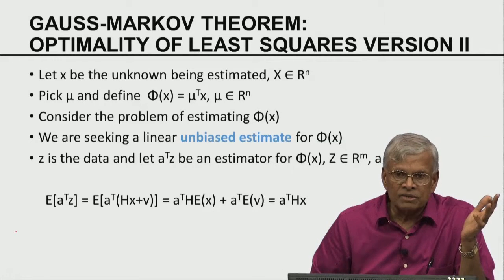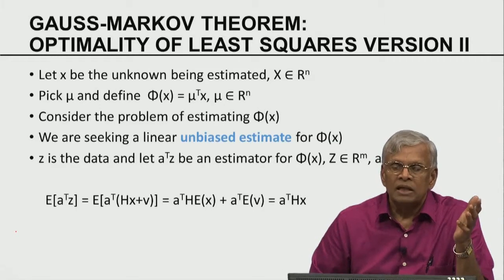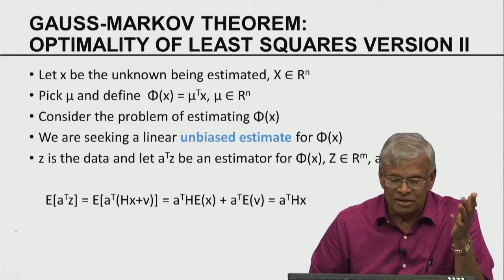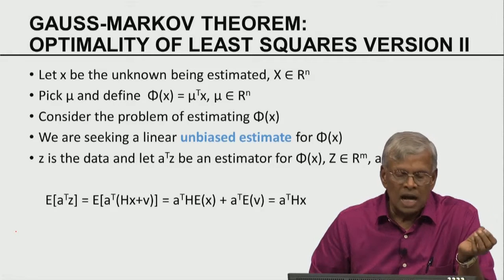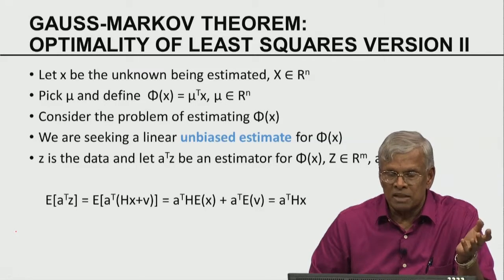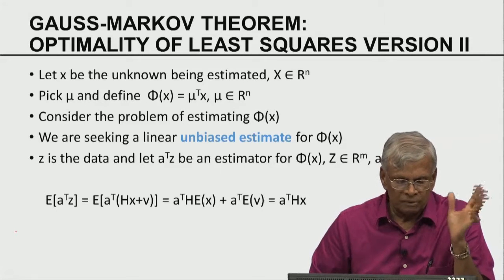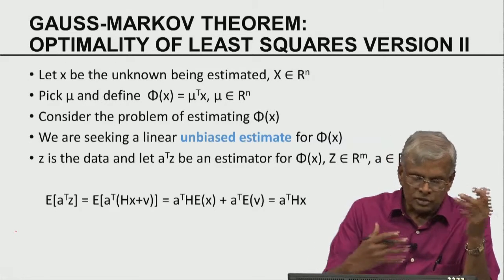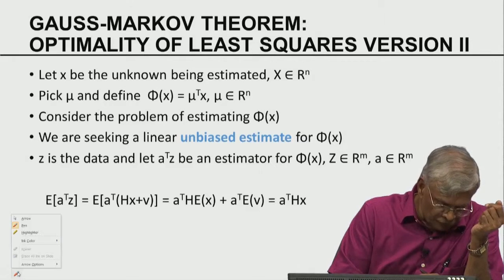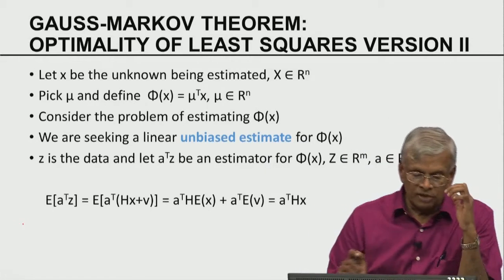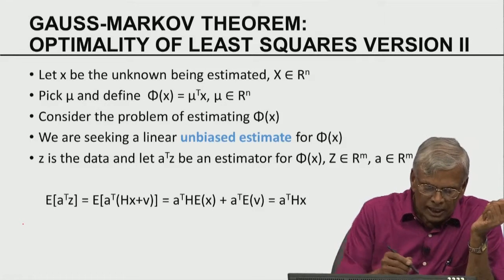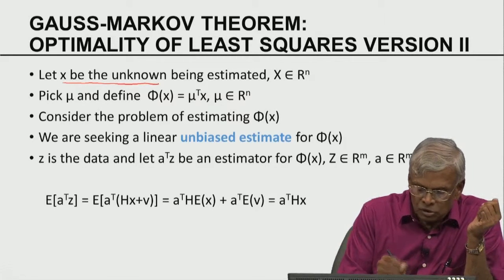Gauss lived in the 1700s, Markov lived in the early 1900s. Markov is a Russian mathematician. Gauss is a famous German mathematician. So in their honor, I believe it is called the Gauss-Markov theorem. So let us try to formulate the basic aspects of the claim of the Gauss-Markov theorem. Let x be an unknown to be estimated.